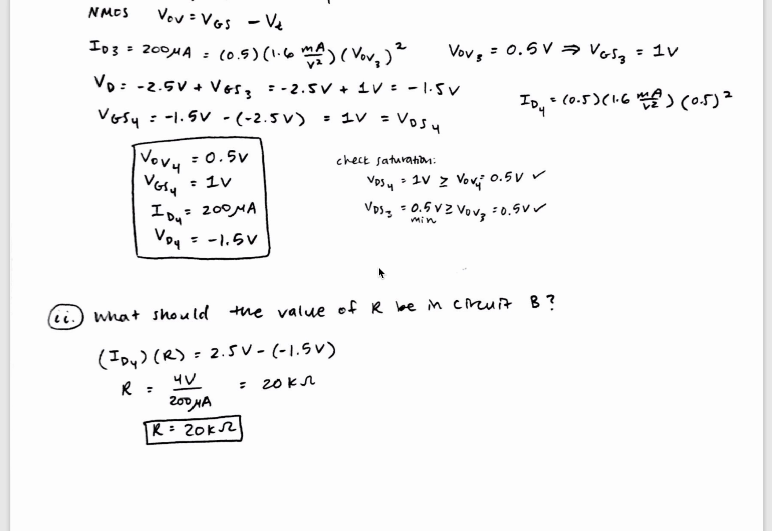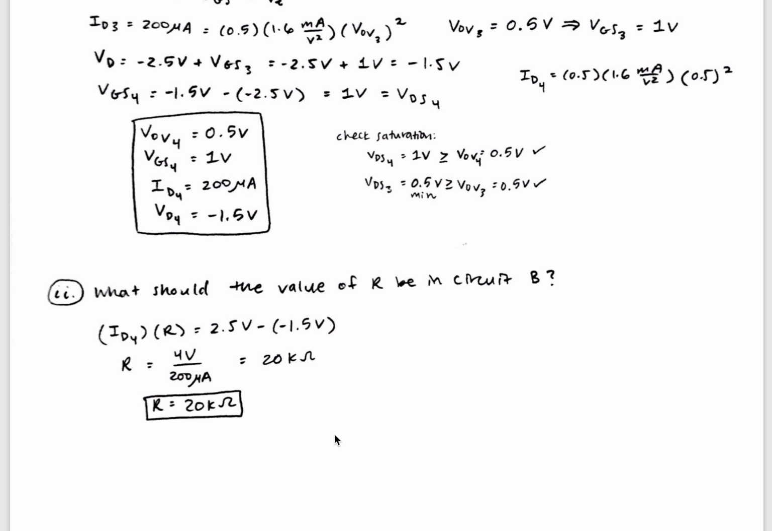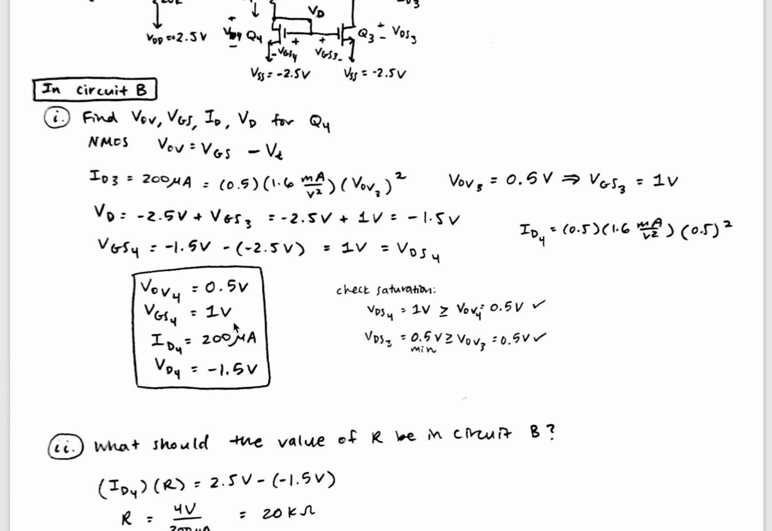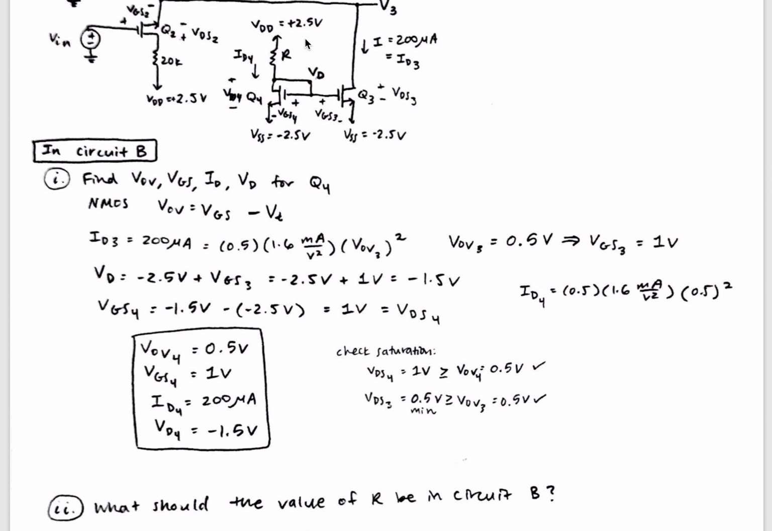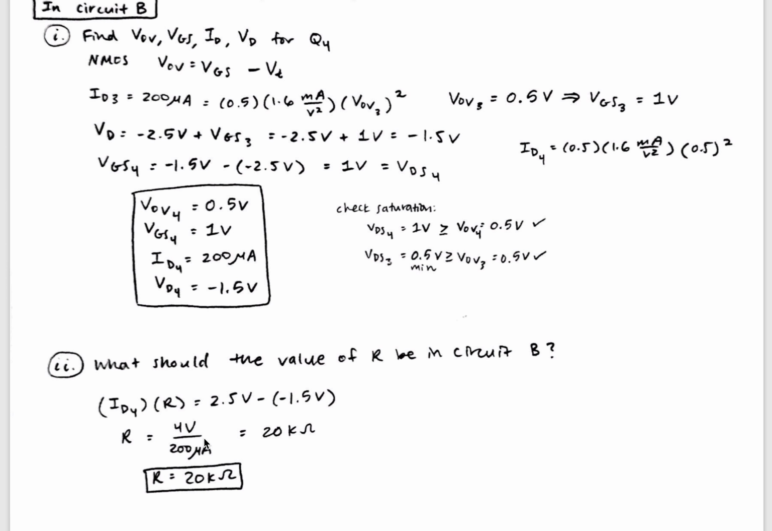So for the last value, to find R, it's pretty easy. We just plug in what we found before and use this KVL of 2.5 volts minus VD equals ID4 times R. And so plugging in all those values that we found before, we see that R is equal to 20 kiloohms.